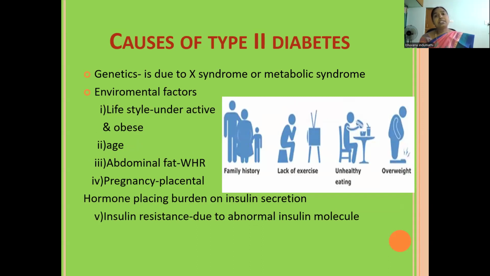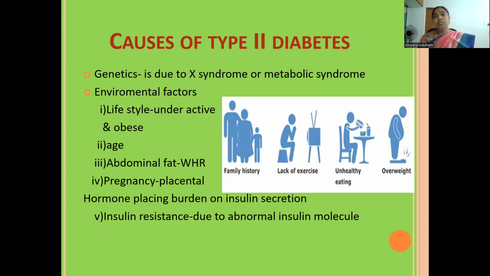Genetic causes are due to X syndrome or metabolic syndrome. Some of the environmental factors responsible are lifestyle, being underactive, maybe obese, because of the lack of exercise. Nowadays people are eating unhealthy foods and working in a sitting condition, leading a sedentary life. One more environmental factor is age.